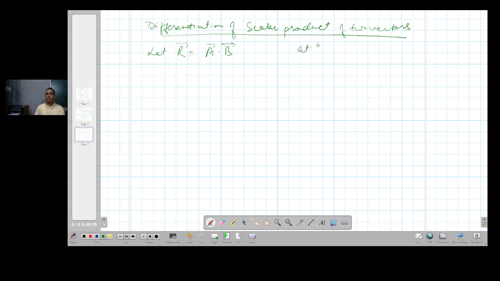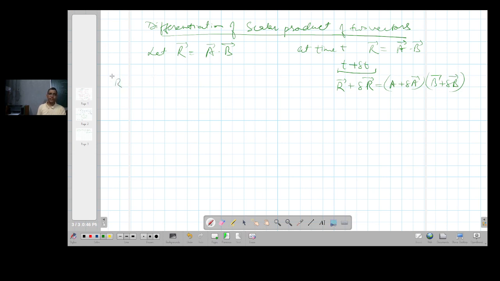So let us assume that at time t, the quantity is written as a dot b. But as time changes from t to t plus delta t, this r changes to r plus delta r, or it can be written as a plus delta a and b plus delta b. So we have to take their dot product.